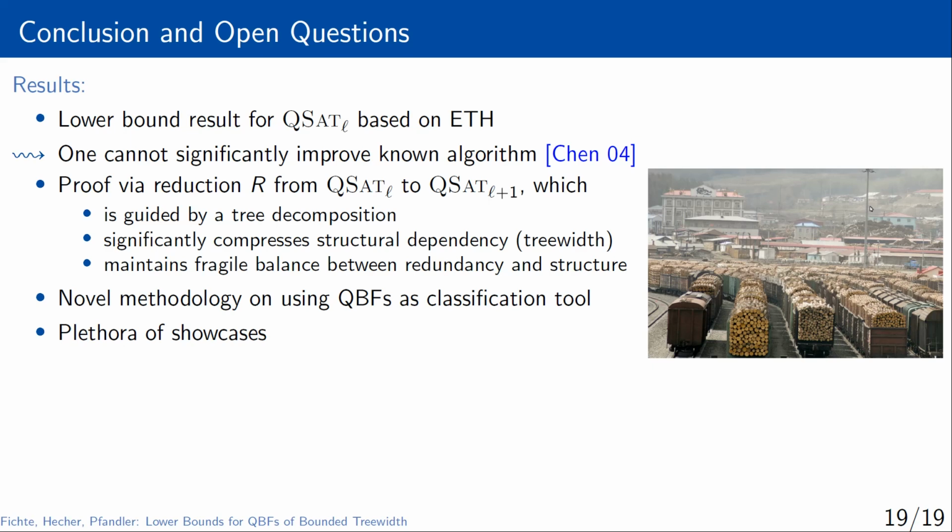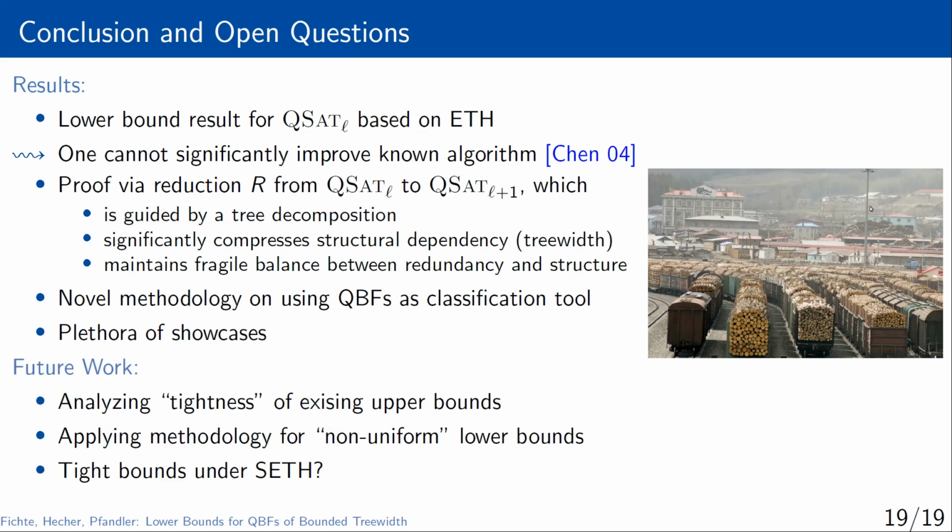Core of our work is a new reduction that, while performing quantifier expansion, is able to significantly decrease Treewidth. Our results allow to define a new methodology on using QBFs for showing lower bounds for Treewidth, and we provide plenty of showcases. For future work, one might continue showing lower bounds of existing upper bounds, or think about generalizing the methodology to further cases. It might be also interesting to consider extensions of the ETH, like the strong exponential time hypothesis, and to see how our reduction performs in practice.